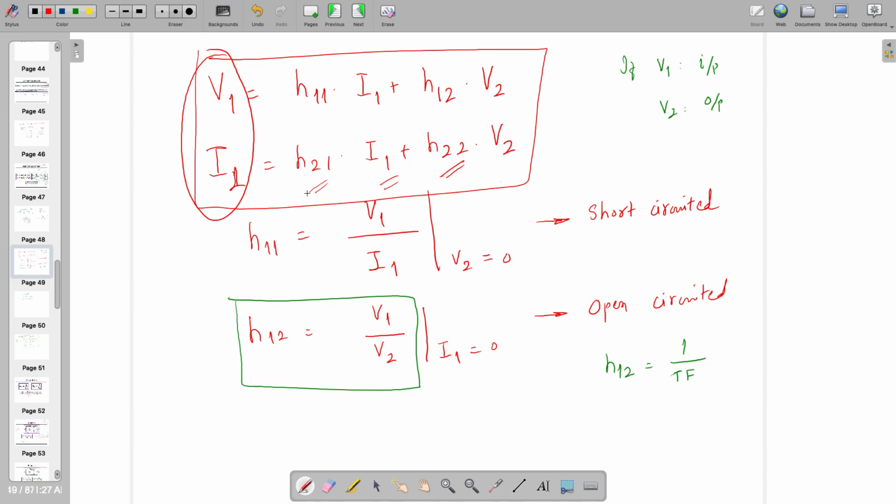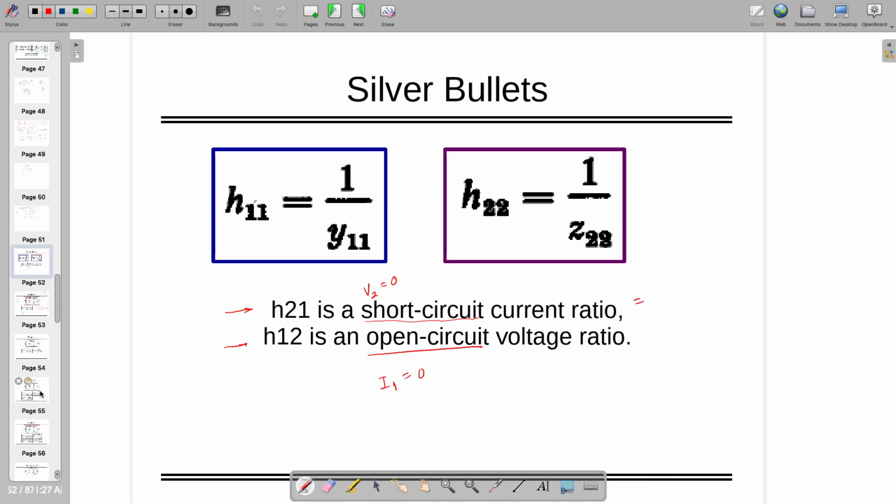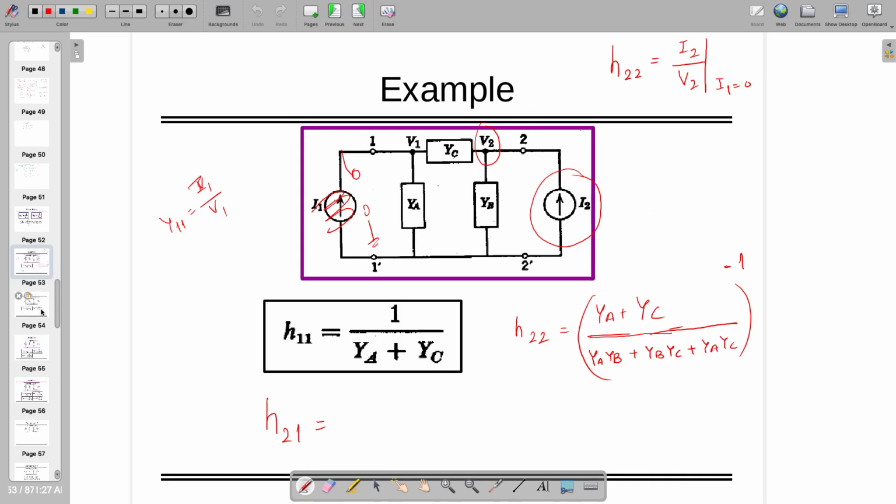Look, both the currents are available when V2 equals 0. So when V2 equals 0, this goes to 0. Then you have to find I1 and I2. This is 0, but I2 still exists, by the way. This is a technique called solving a circuit by inspection.